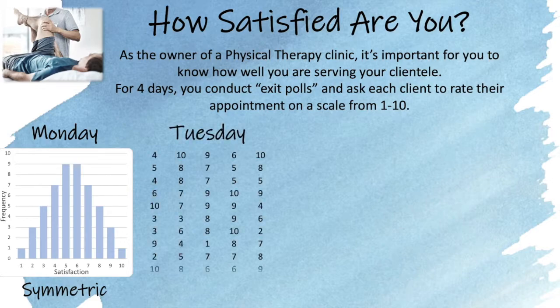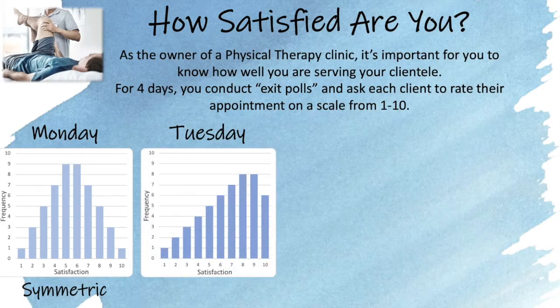Let's look at Tuesday. Okay, here is the data from Tuesday. Put it into a histogram. This was better. Most of your clients thought the appointment went very well. There's this tail off to the left of some people who didn't really care for their appointment very much. And you can see that this tail skews it to the left. This is called a left skewed distribution.